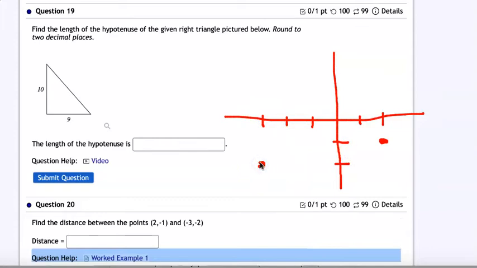Next, you want to draw a straight line between these 2 points. That line segment right there represents the distance between these 2 points. Next, what you want to do, and let me use a different color, is look at the vertical distance between the 2 points. This vertical distance is 1.